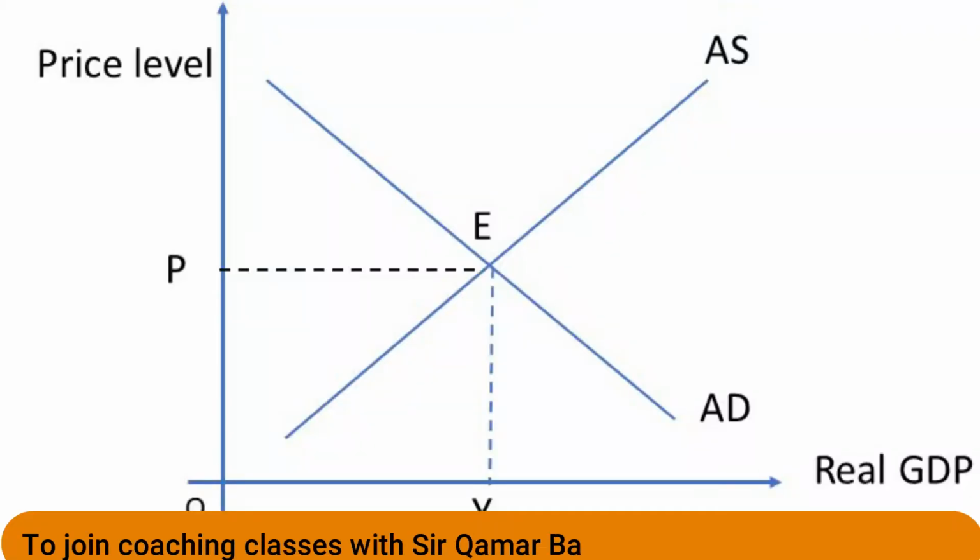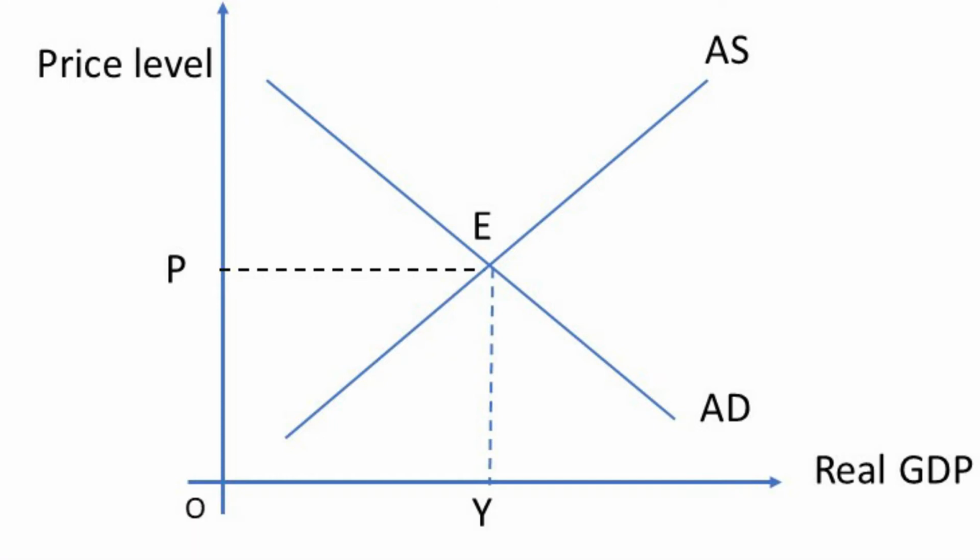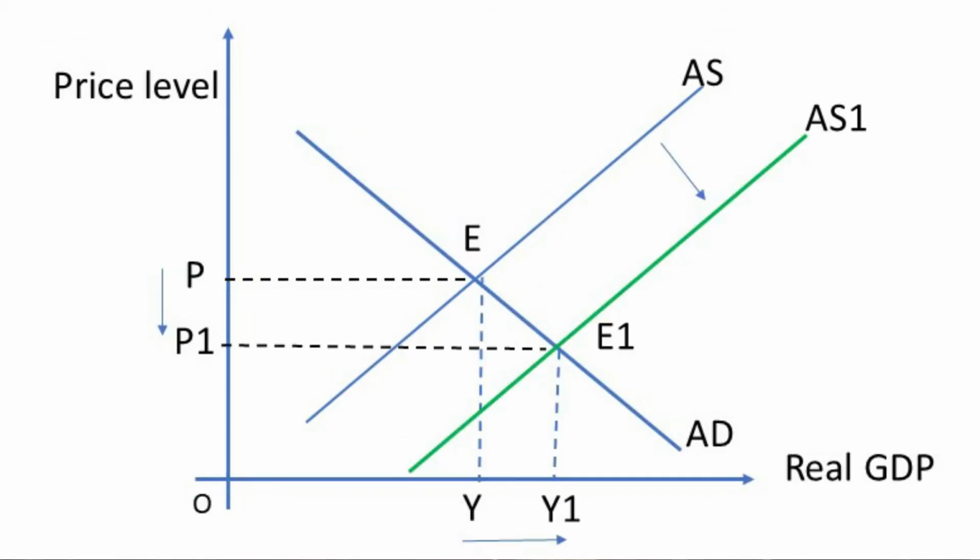Thirdly, we can see the change in equilibrium in macroeconomy due to change in aggregate supply. If there is rise in aggregate supply, aggregate supply curve will shift to the right, and as per this figure, initial equilibrium is at point E where price level is P and real GDP is Y. Increase in aggregate supply shifts aggregate supply curve to the right from AS to AS1. New equilibrium will take place at E1 where price level is P1 and real GDP or national output is Y1. So we can see in this graph that price level decreased but real GDP or national output increased.